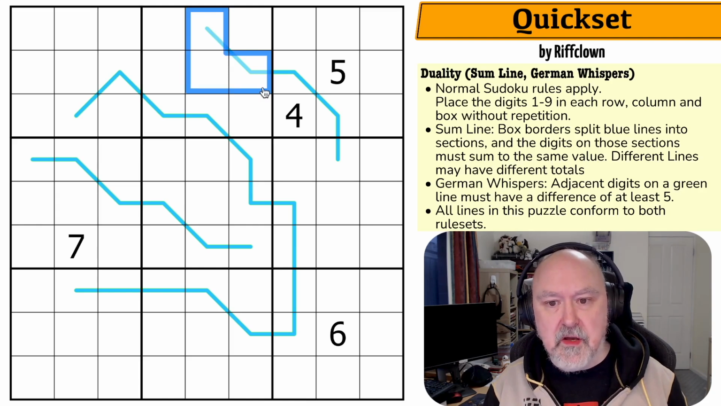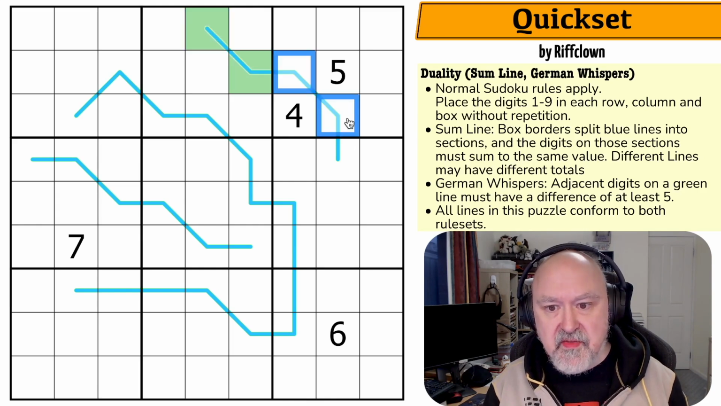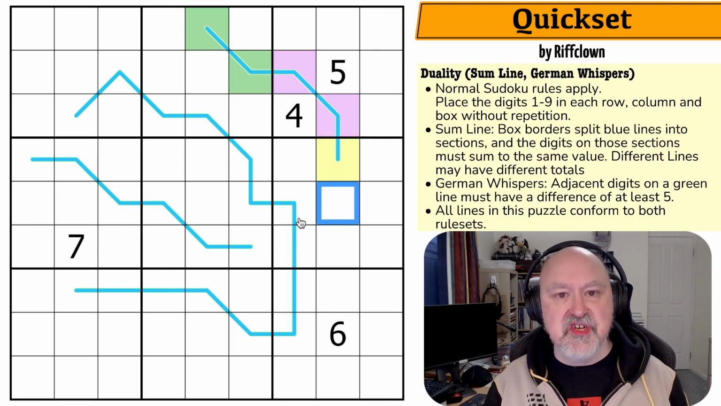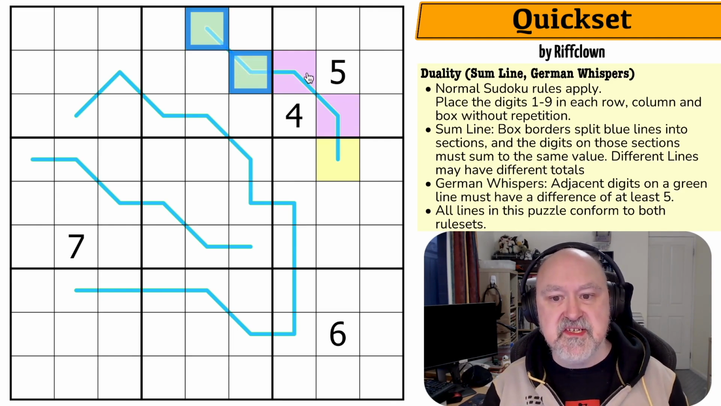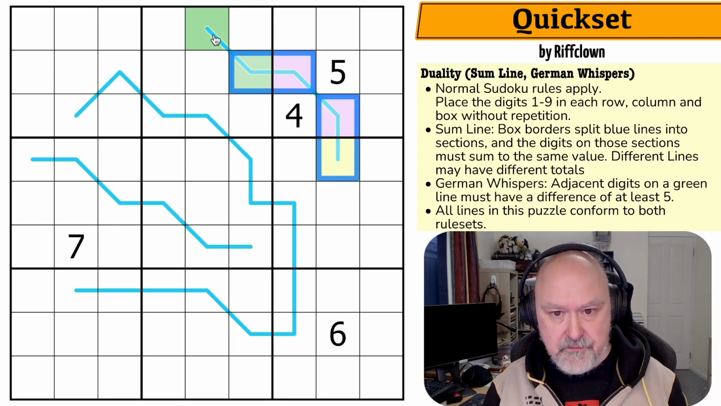So for example, this line is split into sections by the thicker lines. So this would be one section on the line, this would be a different section on the line, and this would be a different section on the line. And the digits in those sections must all sum to the same total. So the sum of those two digits is the same as the sum of those two digits, which is the same as the sum of that digit. That's what we know.